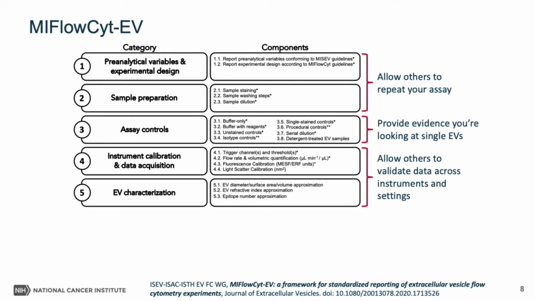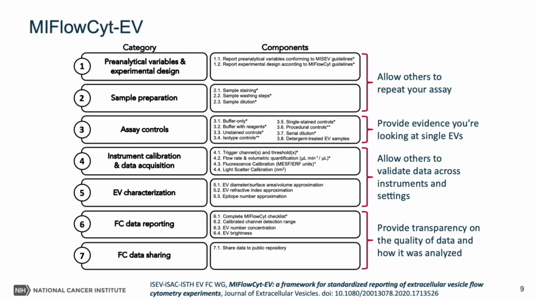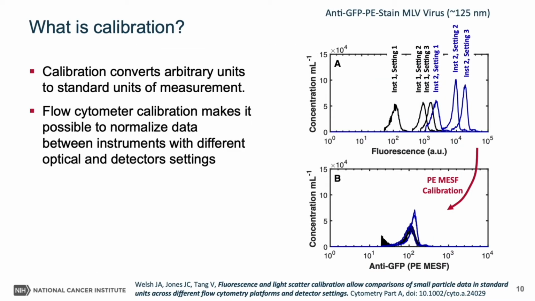So components 4 and 5 are focused on reporting instrument acquisition and information on calibration and methods for EV characterization. It's these steps that will enable you to derive your limit of detection and report your data in standard units. And this will allow others to validate your assay on instruments that don't have comparative sensitivity. So the final two components, 6 and 7, are mainly focused on data quality control. These include how you decided to gate your data and report statistics, as well as providing your flow cytometry files for others to inspect.